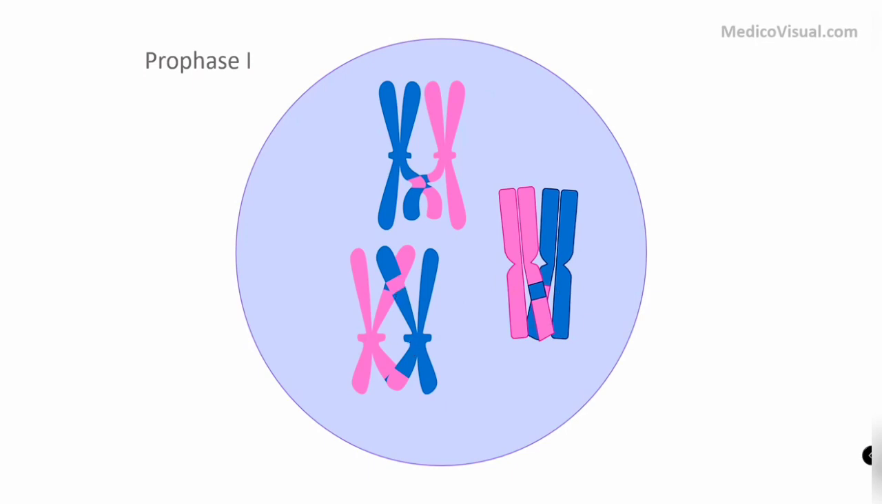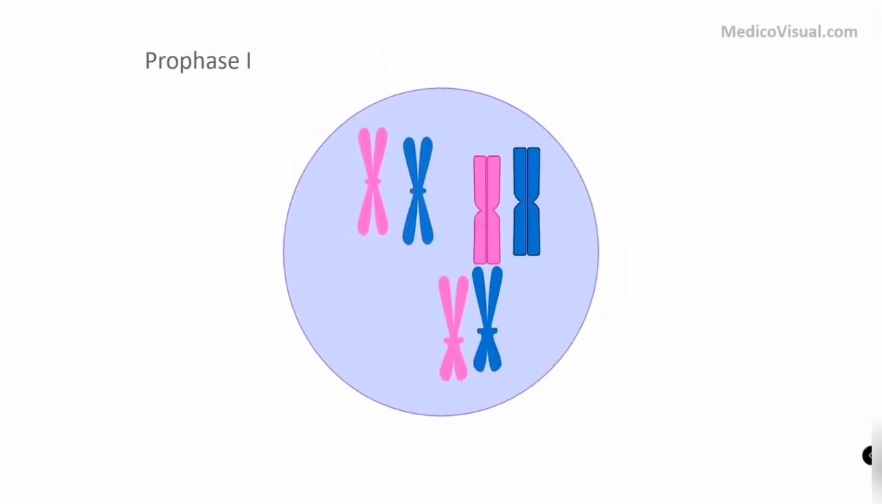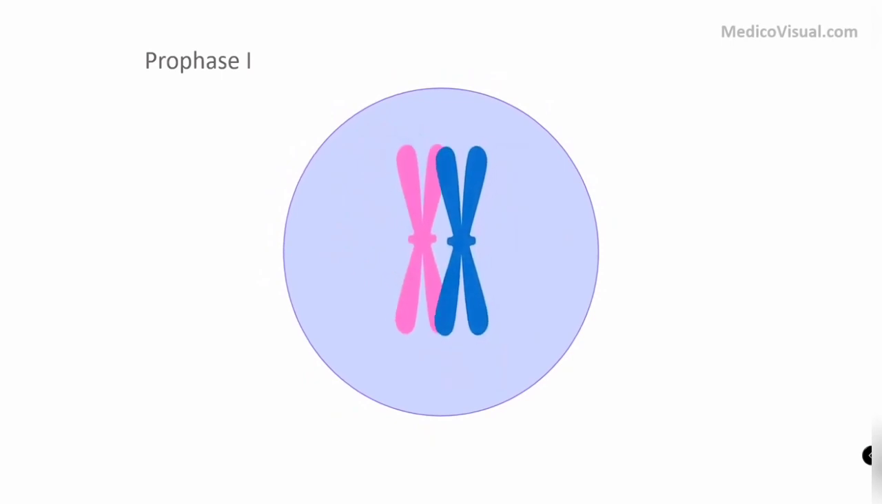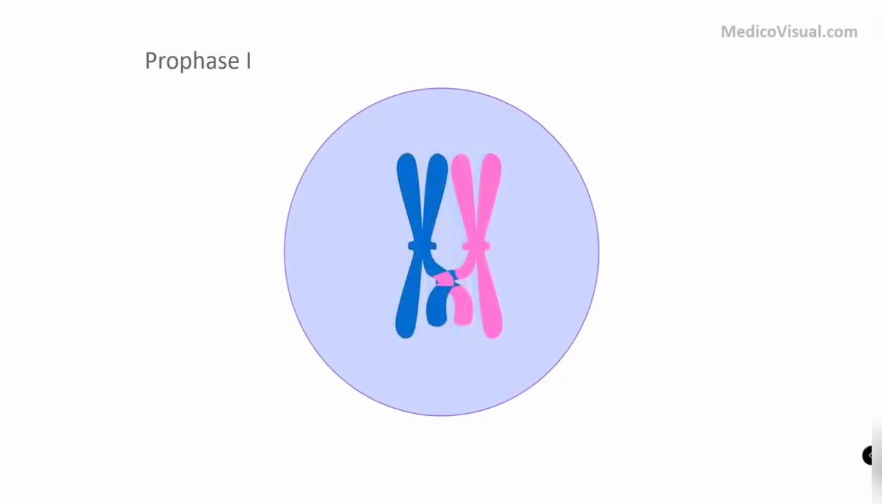So let's review what happens in this. First you will watch the complete animation of prophase 1, then we will review it. Synapsis, crossing over, chiasma formation.